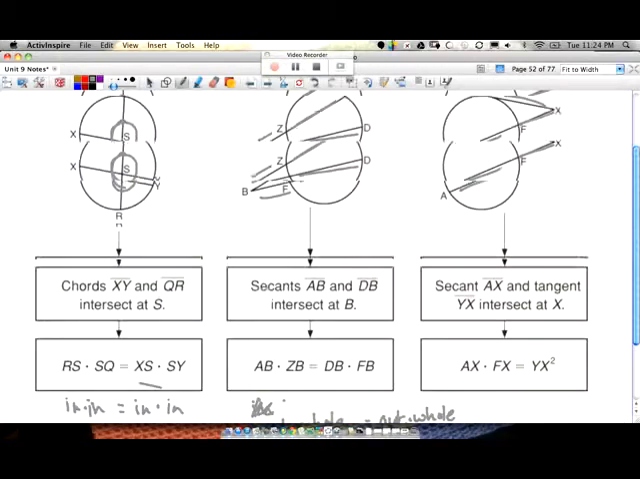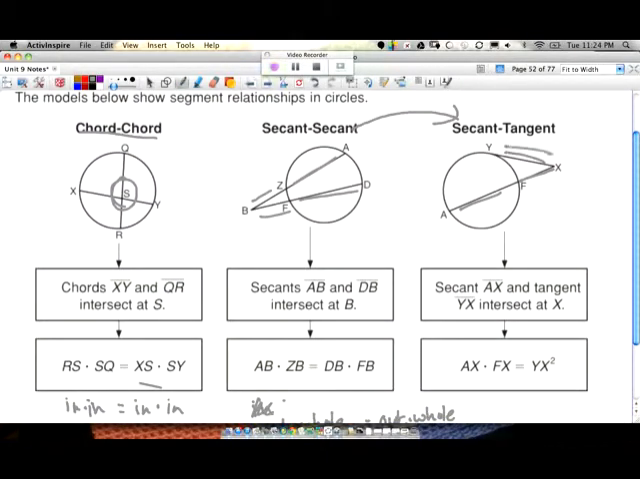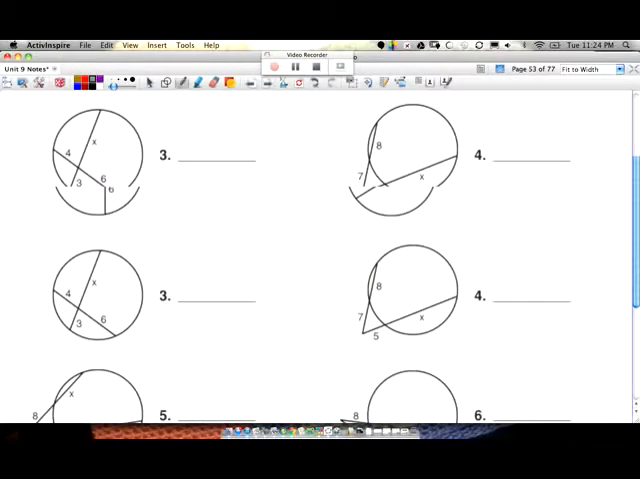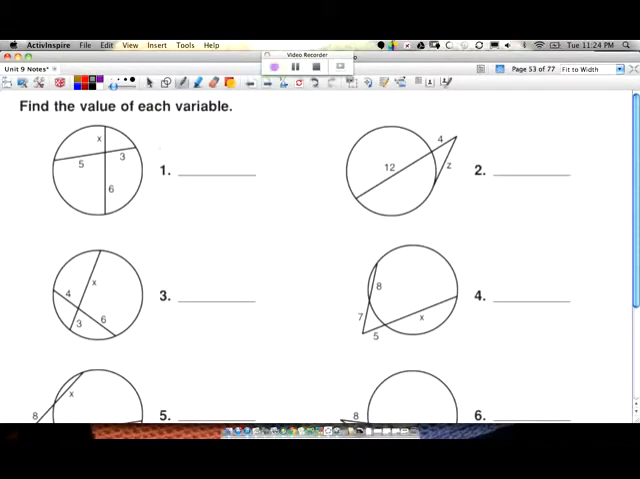And then for this third one, it's really just kind of a specific version of the secant, where this outside and the whole are the same thing. So it's really the outside times the whole equals the outside times the whole, just like before, except the outside and the whole is the same thing, so it's kind of like the outside squared. This out times whole is the same as out times out, which is out squared. Okay, I know that doesn't really make a whole lot of sense right now, but it will, because we're going to practice it again and again and again until we start to get it.